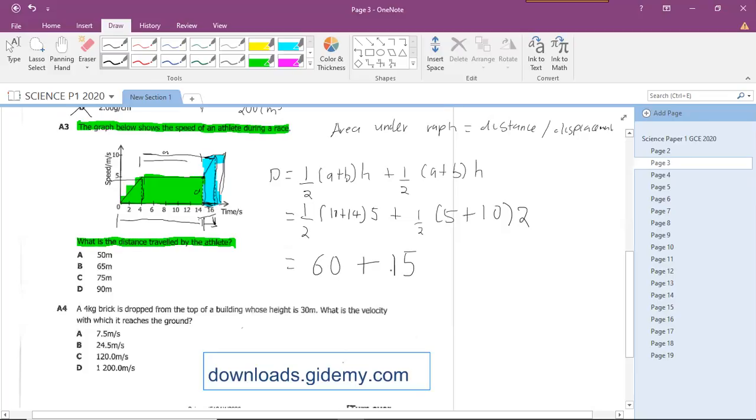Let's say 5 plus 10, you get 15, multiplied by 2, you get 30. 30 divided by 2, you have it, it's 15. If you solve it properly, you get 15. Therefore, at the end of the day, you are going to say 15 plus 60, the two trapeziums. You are going to get 75. 75. Excellent. Yeah, 75 meters.